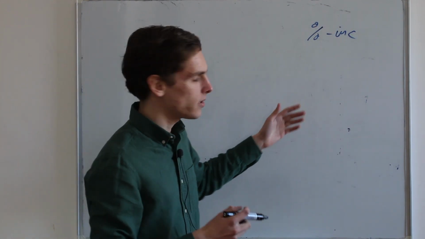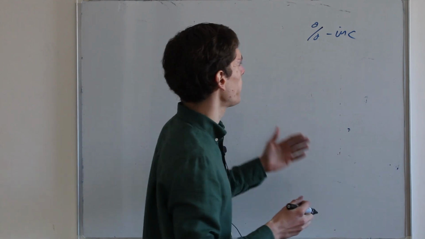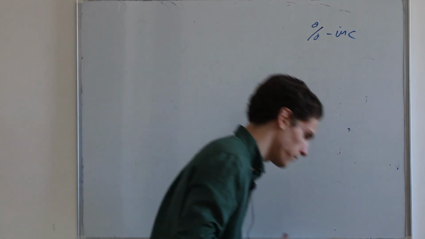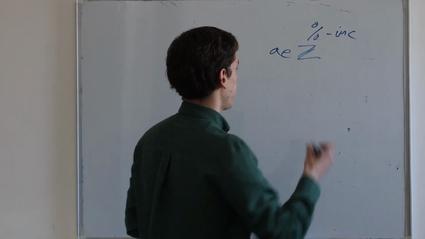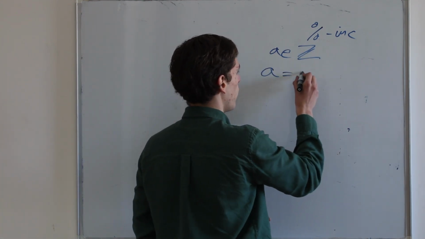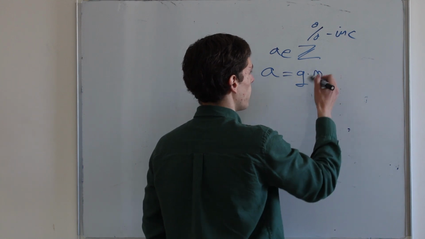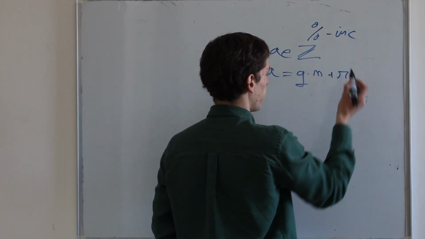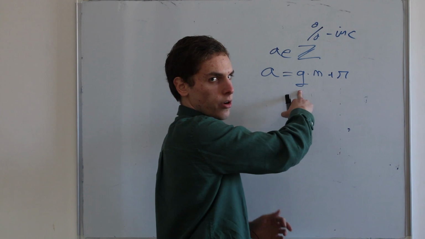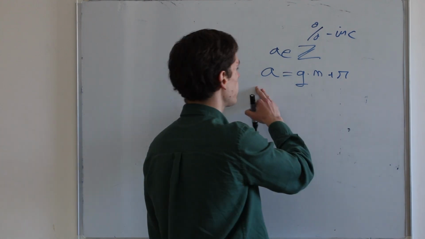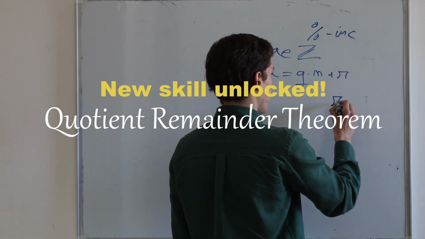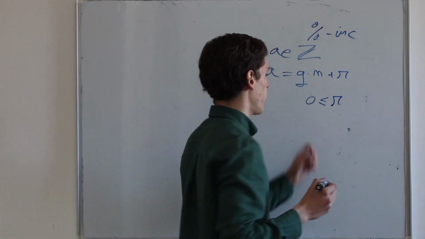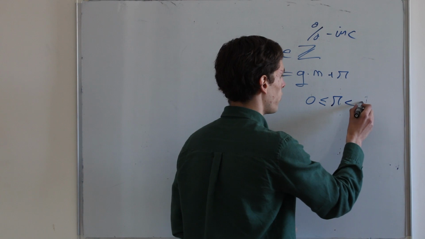But maths-wise, it basically refers to remainders. So let's take an integer a. A can be written in terms of q times a number n plus r, where q is the quotient and r is the remainder. This is the quotient remainder theorem. And here r is always greater or equal to 0 and smaller than q.